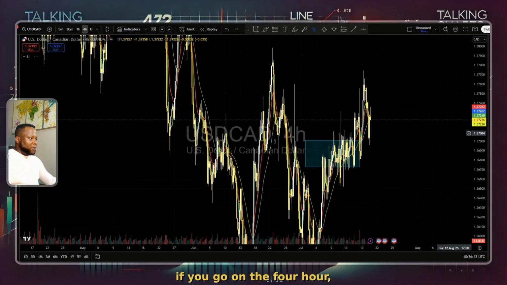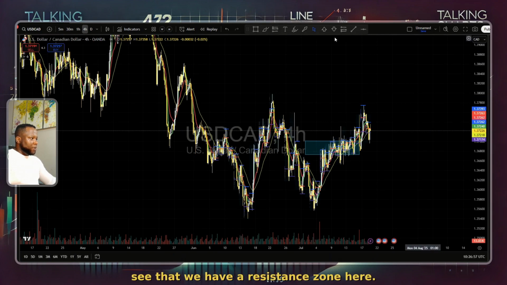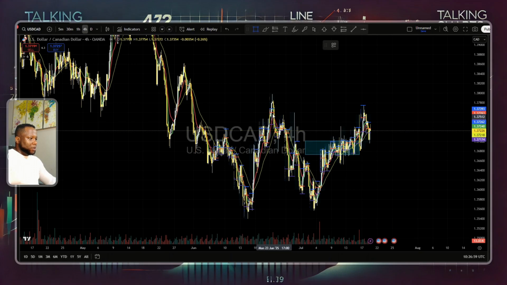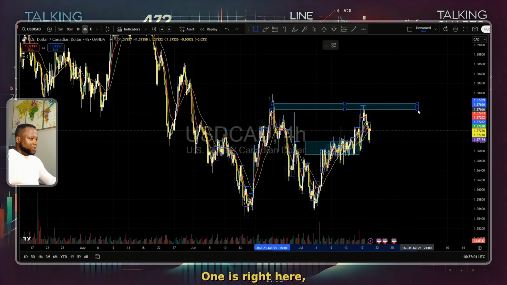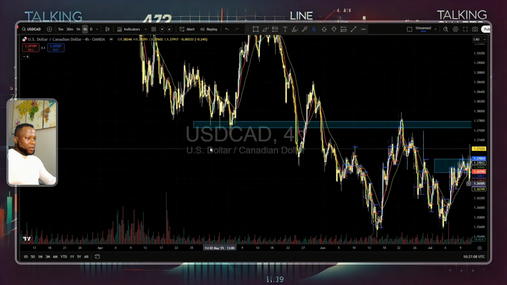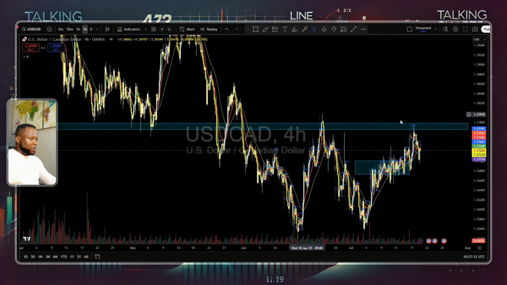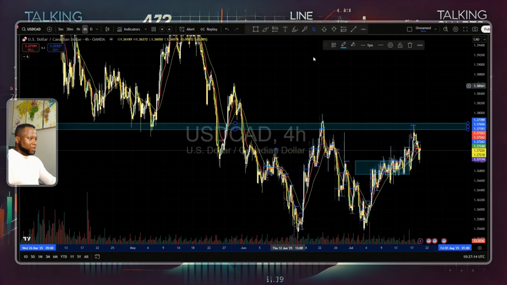If you go on the 4-hour, you see that we have a resistance zone here. Two resistance zones. One is right here, 137, and price is actually having a difficult time going above that area. Okay, resistance because see, support turns resistance, give or take, right?